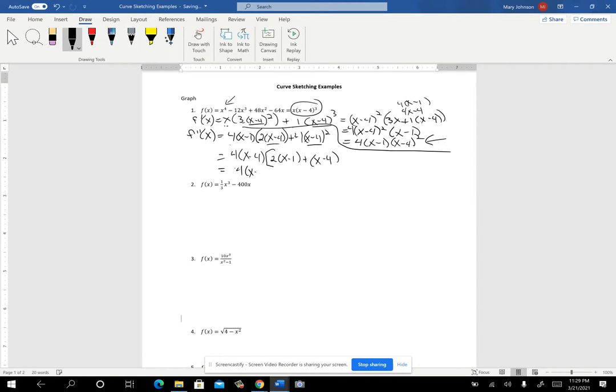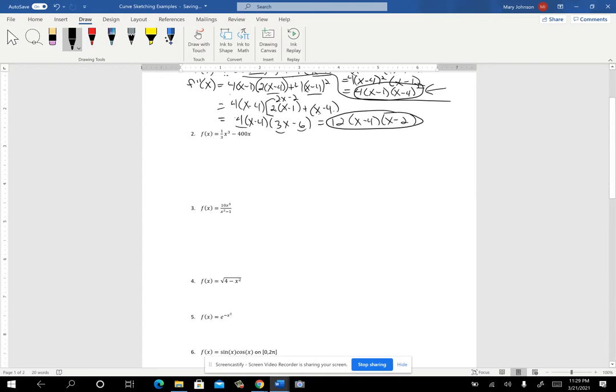So that's 4 times x minus 4. And then this is 2x minus 2 plus x minus 4. So that's going to be 3x minus 6. And if I pull the 3 out and put it with that 4 right there, that'll get me 12 times x minus 4 times x minus 2. So there's your first derivative in factored form, and there's your second derivative.